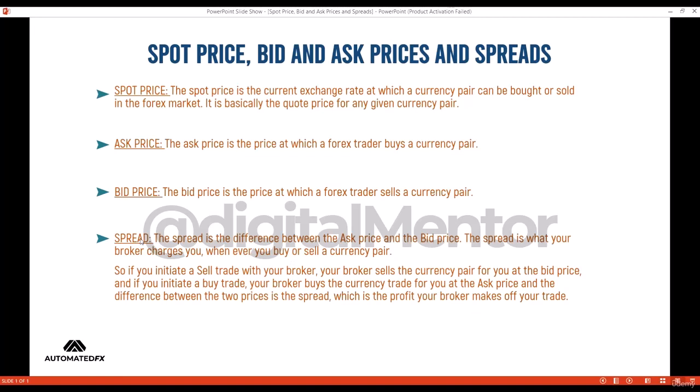And then that's what we call the spread, and the spread is the difference between the ask price and the bid price. The spread is what your broker charges you when you buy or sell a currency pair. If you initiate a sell trade, your broker is going to sell the currency pair for you at the bid price, and if you initiate a buy trade, your broker will buy the currency at the ask price. The difference between these two prices is the spread, which is the profit the broker makes.